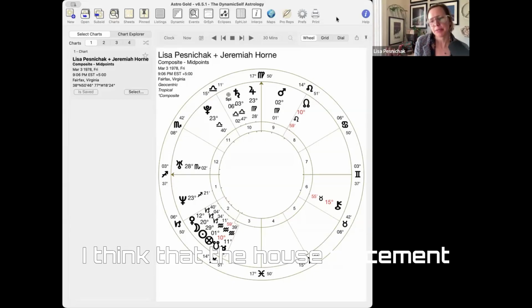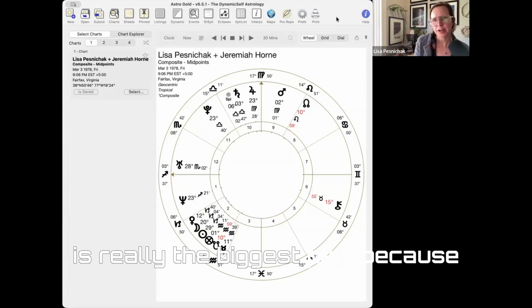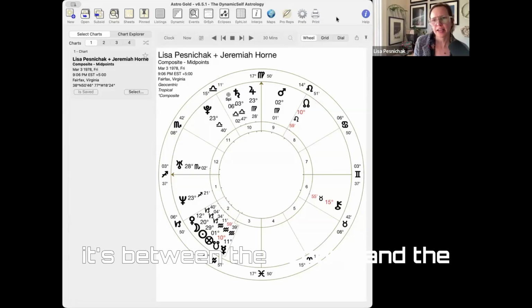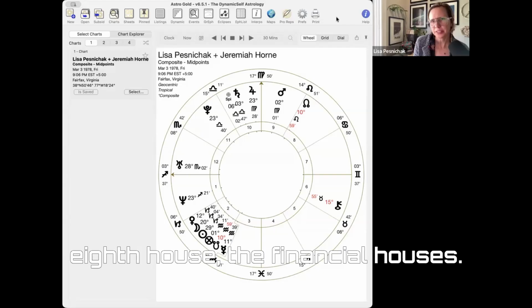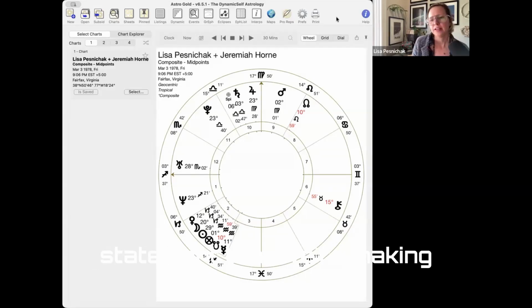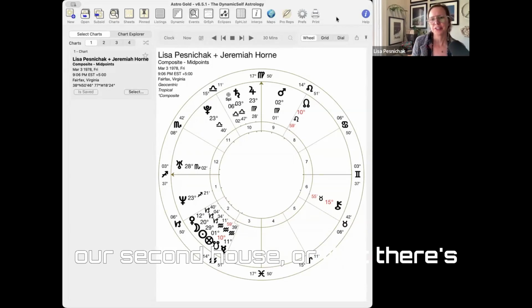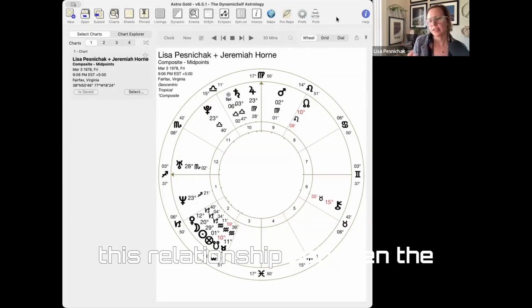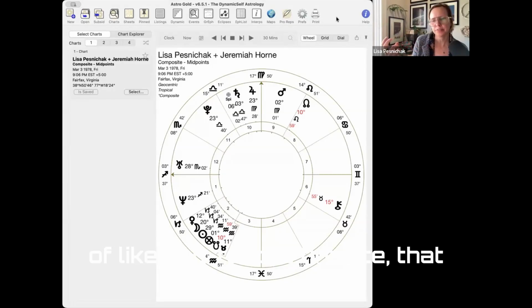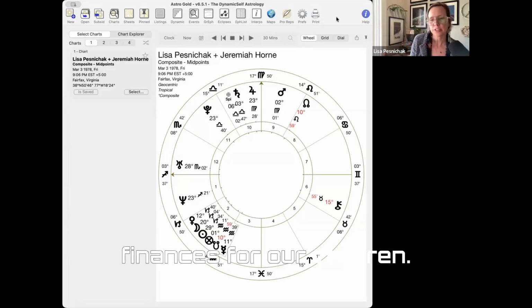I think that the house placement is really the biggest part because it's between the second and the eighth house, the financial houses. So I think that's another statement that we are making sacrifices to some degree within our second house, or that there's this relationship between the house of day-to-day finance, that sort of thing, to investments and building those investments and building the available finances for our children. I think that's just a huge part of that.